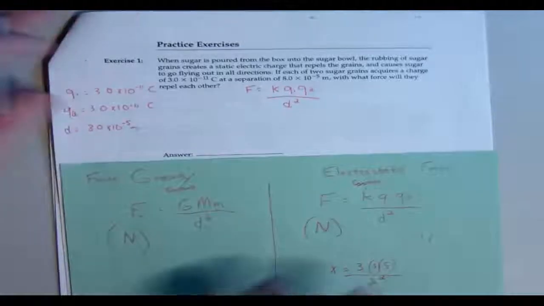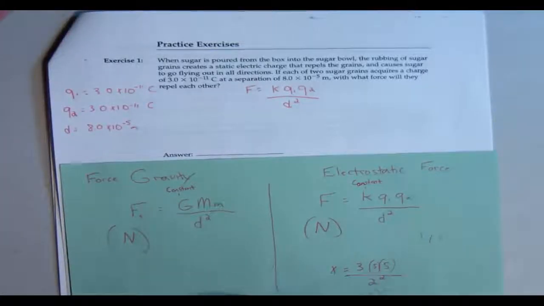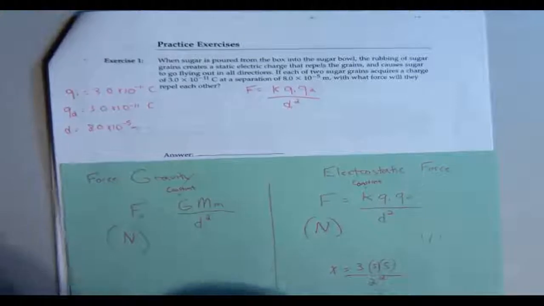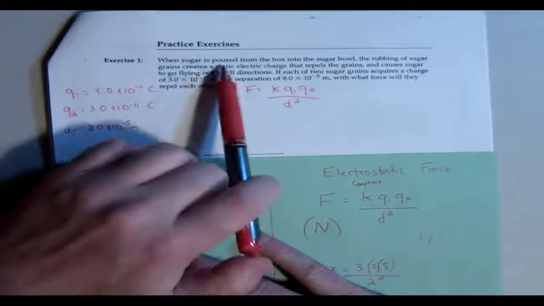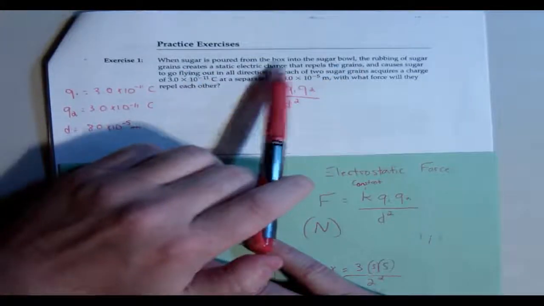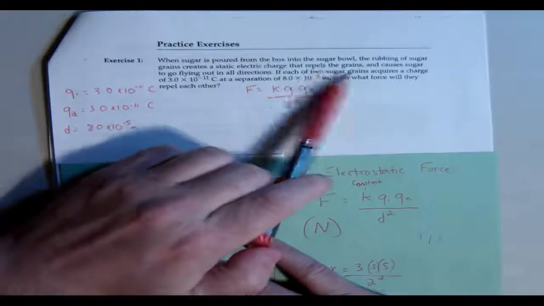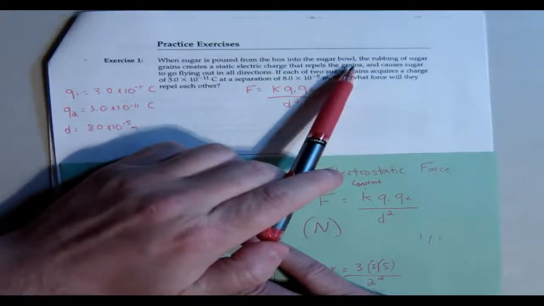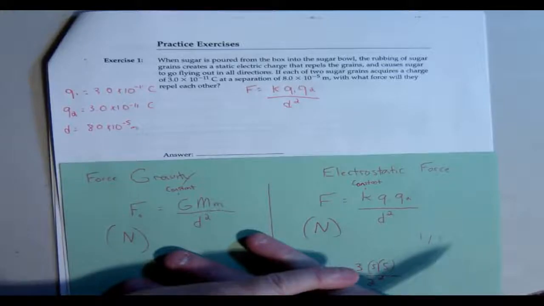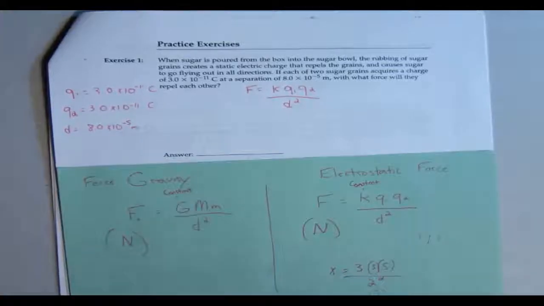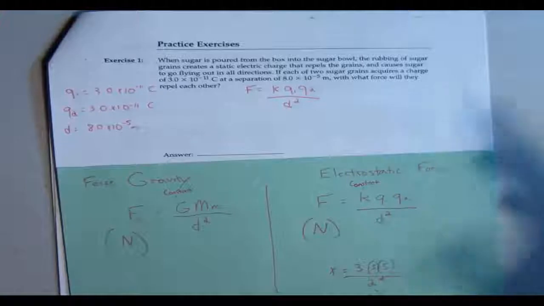All right. So next thing we want to do is plug everything in. Something to note: they said it's poured, and they create a charge that repels the grains. The grains were repelled from each other. So that means they both had the same charge, okay? Whether positive or negative, they had the same charge. That's why they repelled. They wanted to get away from each other.